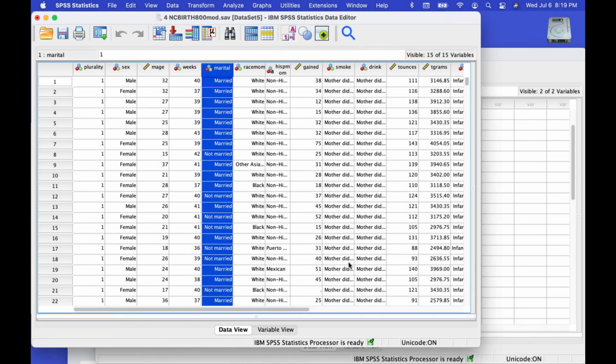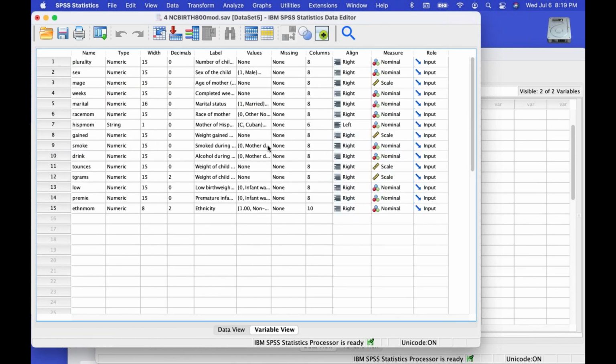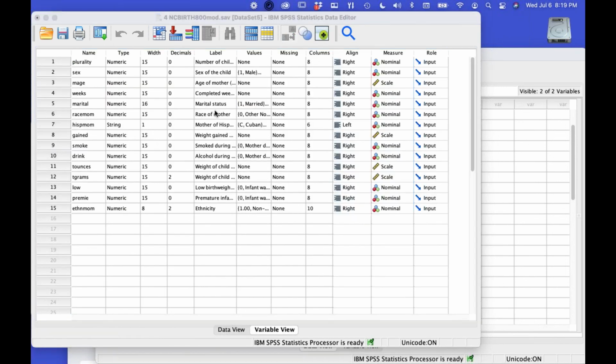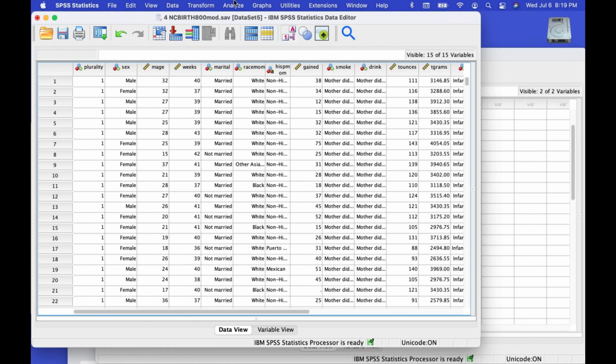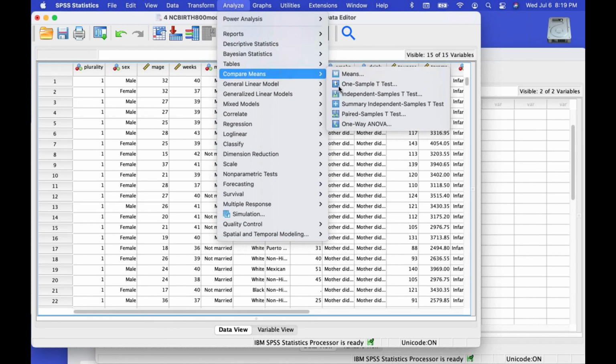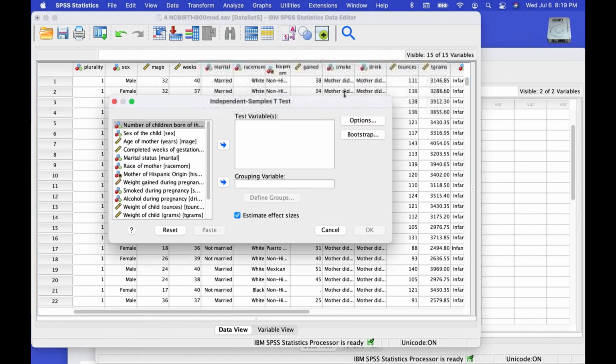Okay, so I'm going to go back in here to my data view. I'm going to go to Analyze, Compare Means, Independent Samples t-test, and I'm going to move in completed weeks of gestation. And in the grouping variable, I am going to put marital status. So now here's the point where it's possible you may see something wonky happen. I think it's 0 and 1. I'm not positive. I'm going to give it a try, and I'm going to say OK. See if I identify the groups correctly.